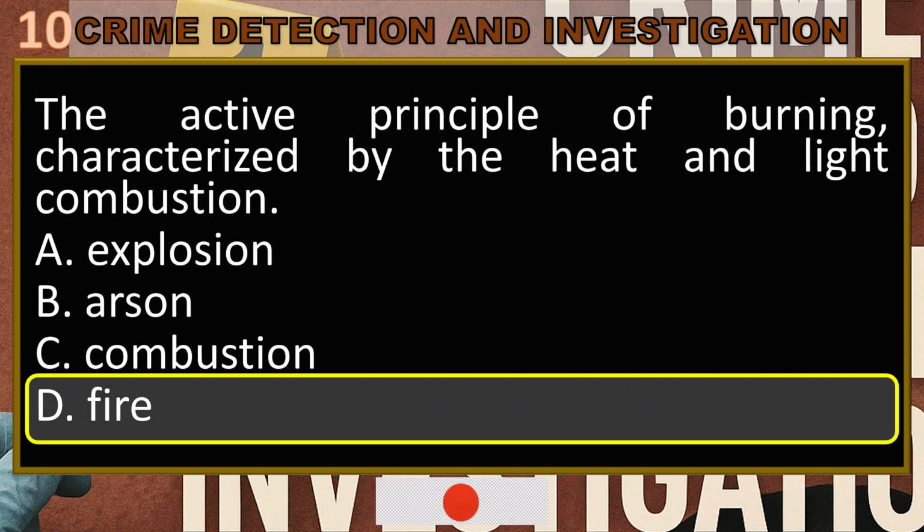Reason for the chosen answer, D. Fire. Fire is the active principle of burning, characterized by both heat and light as a result of the process of combustion. It is the visible, tangible effect of combustion, the reaction between a fuel and an oxidizer, usually oxygen, producing energy in the form of heat, light, and flame. This makes it the most accurate and direct answer to the question.